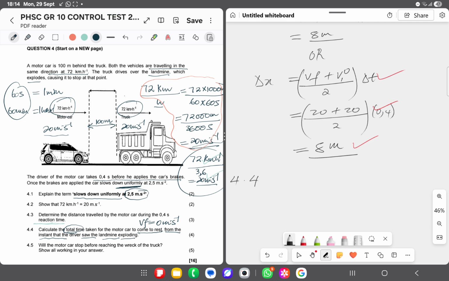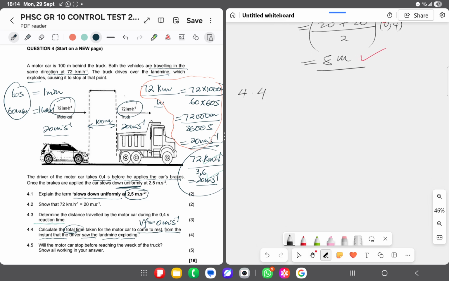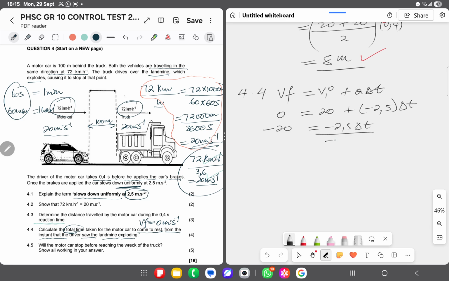So for 4.4, v final is equal to v initial plus a delta t. Final is going to stop, so 0. V initial was 20 meters per second. Because it's slowing down, acceleration is negative 2.5. I want to calculate delta t. So minus 20 is equal to negative 2.5 delta t. I divide by negative 2.5 on both sides, and for delta t I'm getting 8 seconds.